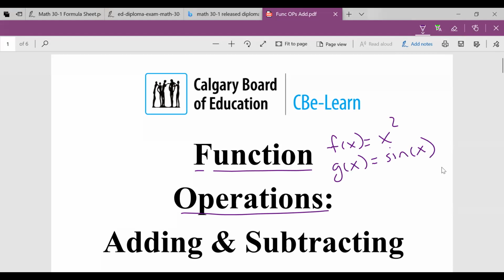Operation. Well, operation means we're going to do something with them. What we're going to do is we're going to learn how to add, subtract, multiply, and divide these functions. That's it, friends. So there's what we're going to do in this unit. We are going to combine functions together by adding, subtracting, multiplying, and dividing. All we got to do is learn how that works.